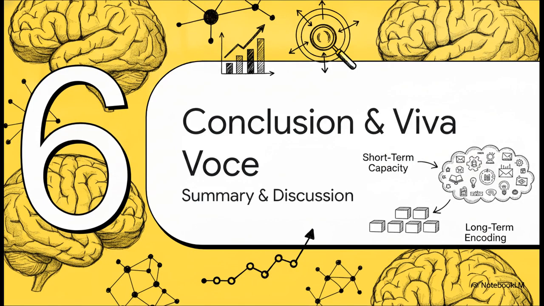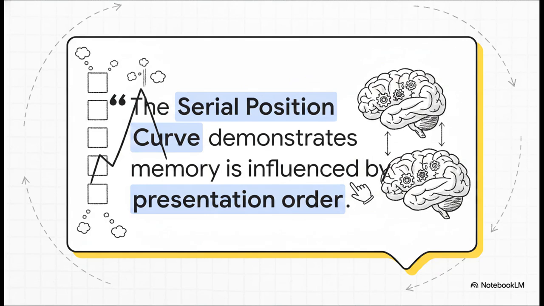Section 6. Conclusion and viva voce. This brings us to our summary and your discussion preparation. The data you'll collect today provides empirical evidence for the complex interaction between attentional allocation, short-term capacity, and long-term encoding. As your manual states, the serial position curve demonstrates that memory performance is strongly influenced by the order of presentation. It remains one of the foundational experiments in experimental cognitive psychology.